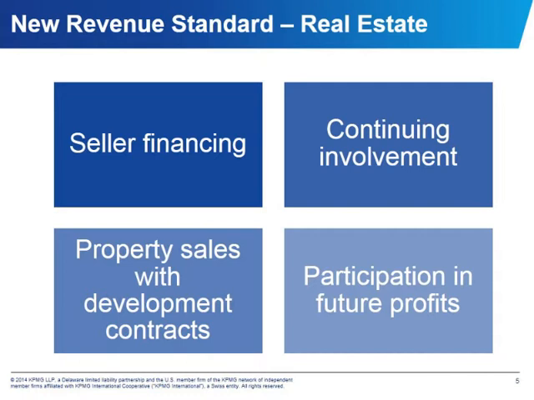The first one relates to seller financing. So under current U.S. GAAP, or FAS 66, ASC 360-20, to recognize full profit on a real estate sale, the buyer must provide a specified amount of initial and continuing investment, and the seller may not have significant continuing involvement.